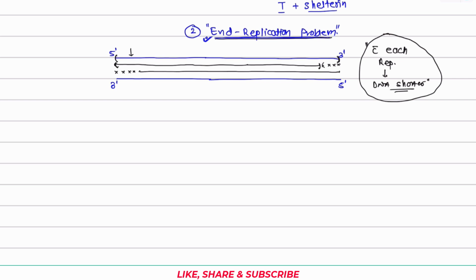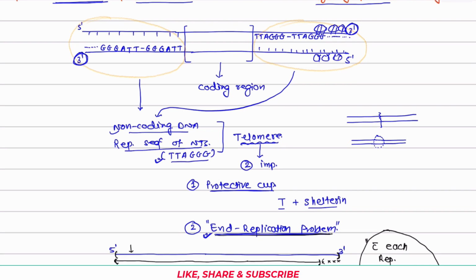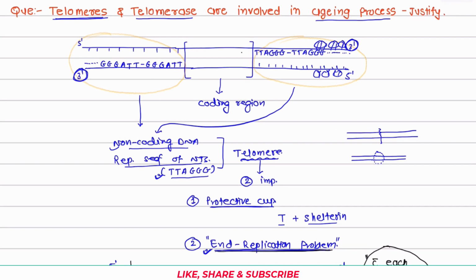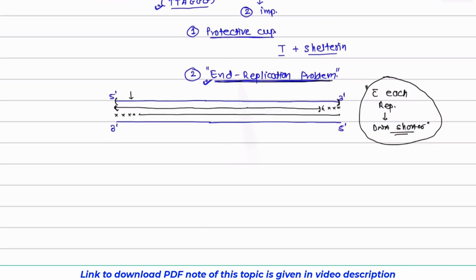Now let's understand how telomeres solve this end replication problem. Telomeres don't stop this DNA shortening, but what telomeres do is make sure that whatever DNA is lost is not of the coding region. Rather, it is DNA of the telomere itself. So in other words, telomeres are sacrificing themselves to save the coding region, right? That is how this end replication problem is solved by telomeres.